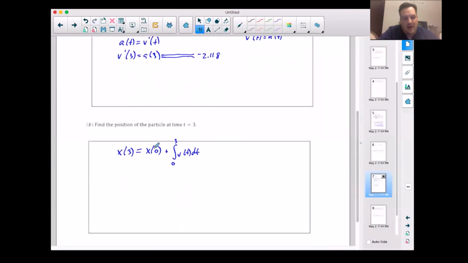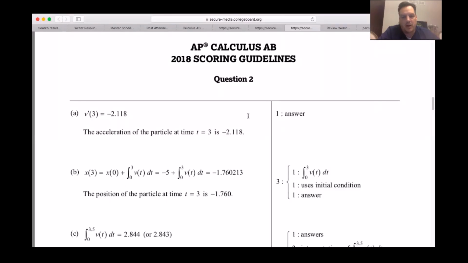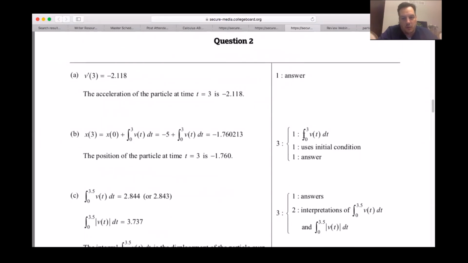And then we know that x of 0 is negative 5, and then we're going to get plus the integral from 0 to 3 of v of t dt. And there's another easy few points right there. So if I scroll back here to our scoring guides for 2018, notice part A was worth just 1 point, and then part B by itself was worth 3. 1 for the integral of velocity, 1 for remembering to add that negative 5, and then 1 for typing things in correctly into our calculators. It's so formulaic in that position that we just need to practice getting those formulas memorized, right?